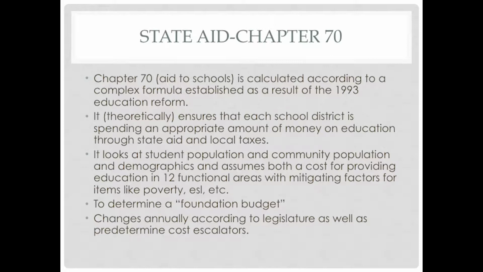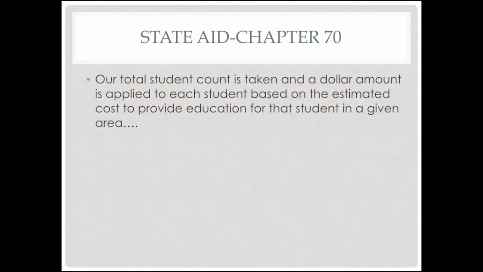Basically, the state comes out with a foundation budget. They say this is what you should spend on education based on your wealth levels. This is kind of what you are spending, and they try to meet the gap in the middle. So they take our total student count, and remember, student population is very important when you look at the Chapter 70 formula. A dollar amount is applied to each student, based on the estimated cost to provide education per student. They then come up with a budget, and then they try to figure out what they need to give us to meet in the middle.